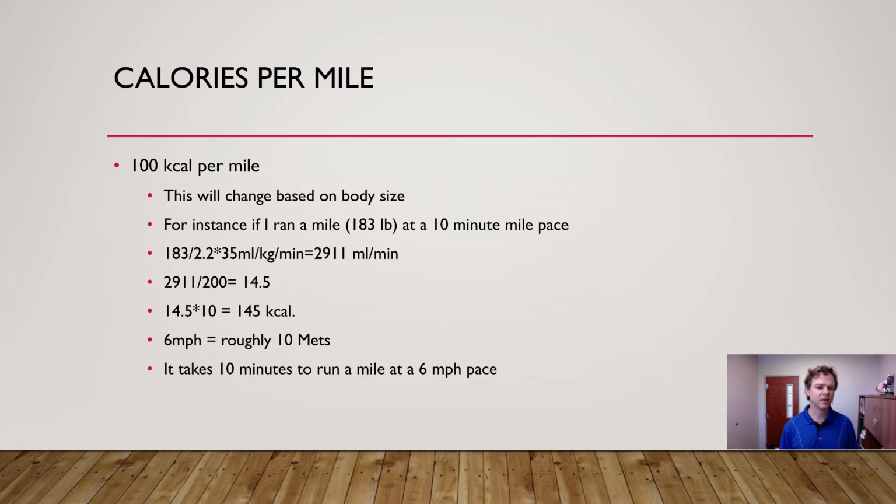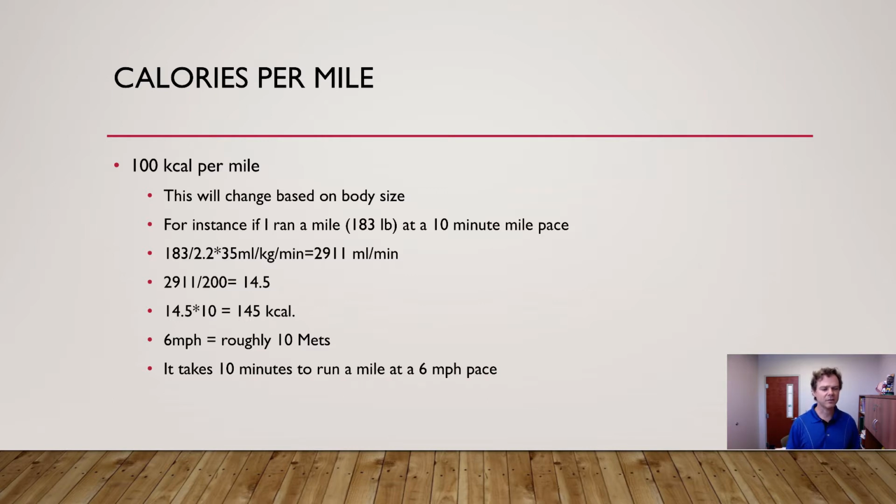So I take my weight, 183, divided by 2.2. That gives me my weight in kilograms. I multiply that by 35 mLs per kg per minute. That's the VO2 for running at 6 miles an hour. And I multiply those together, and I get a value of 2,911 milliliters of oxygen per minute. So that's the total volume of oxygen I consume per minute running at that speed.